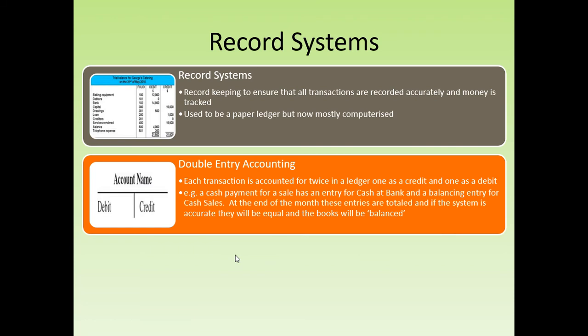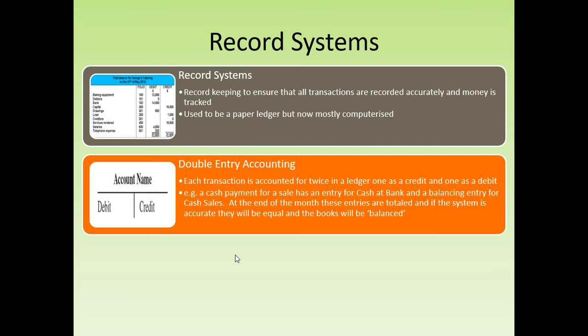A key part of financial management is the system of double entry accounting. It means every transaction's accounted for twice in a ledger. Once as a debit, once as a credit. Now, the confusion that arises for most people is that you're used to reading bank statements. And when your account is in credit, it means it's positive in your account. And when it's in debit, it means you owe money.